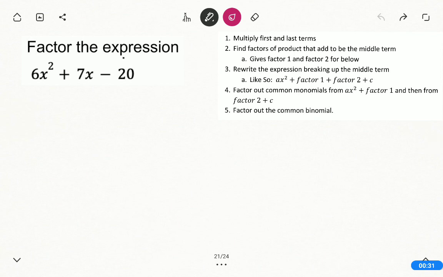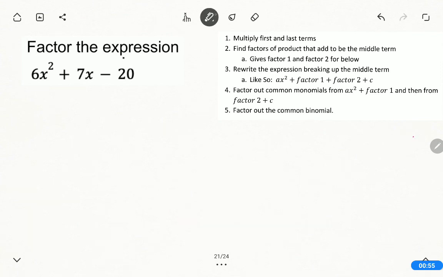Second, you want to check to see if it's a pattern. This is not the a squared minus b squared pattern, nor is it the a squared plus or minus 2ab plus b squared pattern. In order for it to be either of those patterns, that first term would have to, at the very least, be a perfect square, and 6 is not.